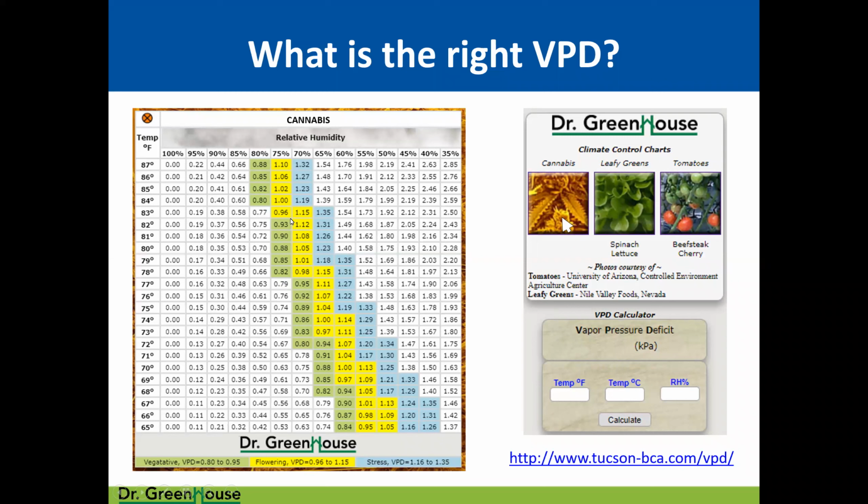Every chart for each of these crops looks a little different. I will say with cannabis that we're still trying to figure out what the ideal vapor pressure deficit is, but the way that I've kind of broken it out is by vegetative, flowering, and actually inducing a stress condition.